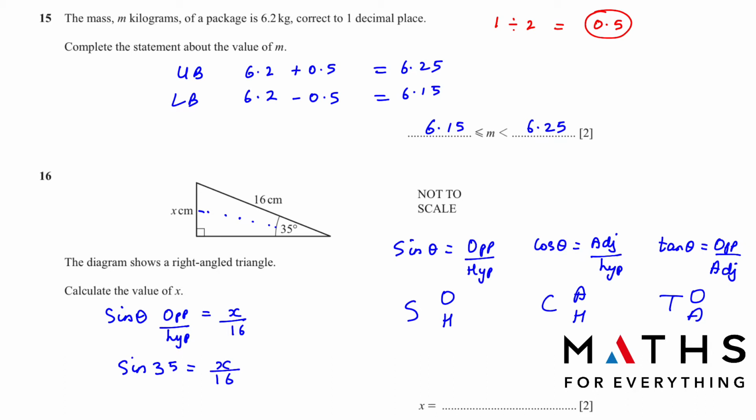To find x, we have to shift the 16 to the other side. So sine 35 multiplied by 16. This is in the bracket, sine 35 multiplied by 16. We'll get 9.177. I will round it to 2 decimal places. So the answer will be 9.18. Because this number here is 5 or more, we add 1 to 7. So 1 plus 7, 8.